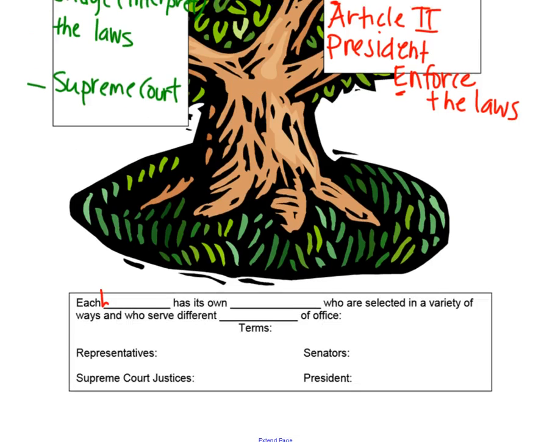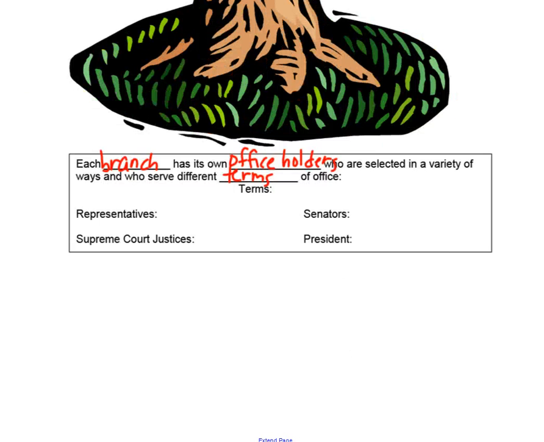All right, so each branch has its own office holders who are selected in a variety of ways and who serve different terms of office. And a term just means the length of time between elections. All right, so representatives, they go to the House of Representatives. They are on 2-year terms, so they're up for re-election every 2 years. So the election that's coming up November 4th of 2014 would be a midterm election. It's in the middle of a presidential term, and that is an election for the House of Representatives, everybody.